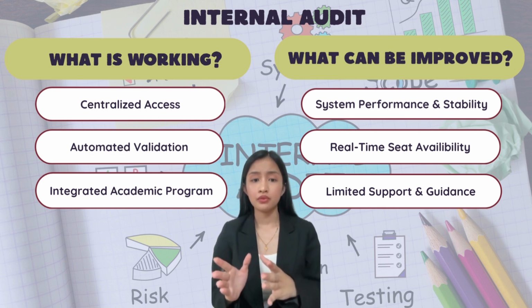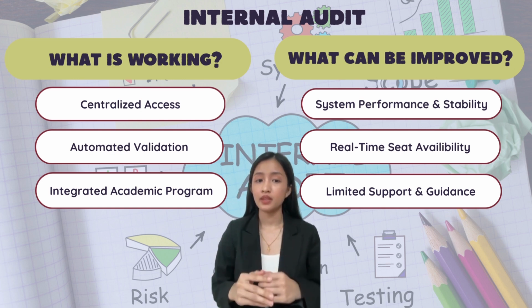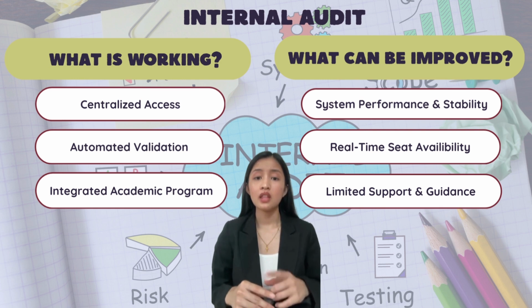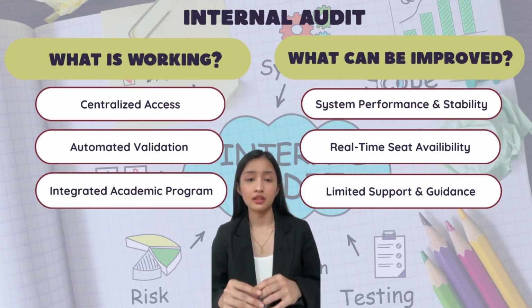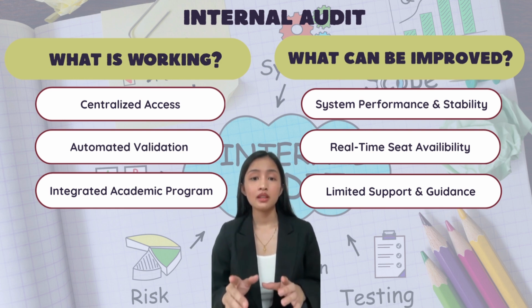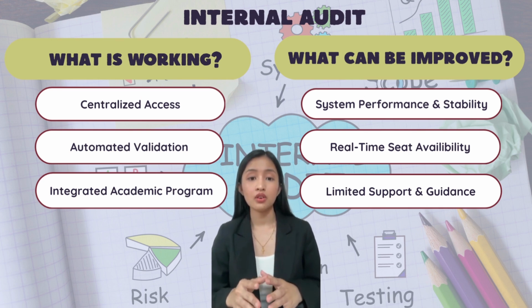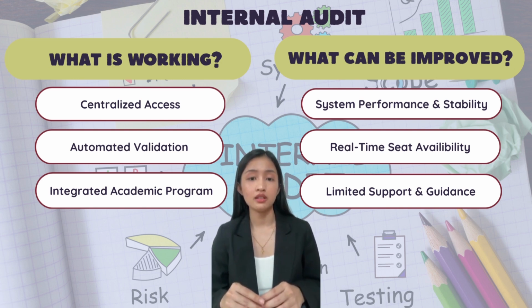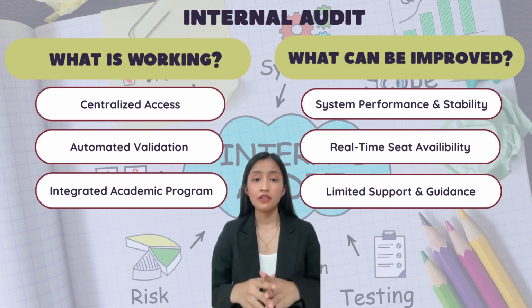What can be improved in this system is, firstly, system performance and stability. The system often lags or crashes during peak hours, especially the first hour of registration. Other than that, real-time seat availability. Students sometimes try to register for courses that appear open but are already full. Lastly, limited support and guidance. During registration, students have no real-time help if they encounter issues. Sometimes it takes time for the academic advisor to respond.